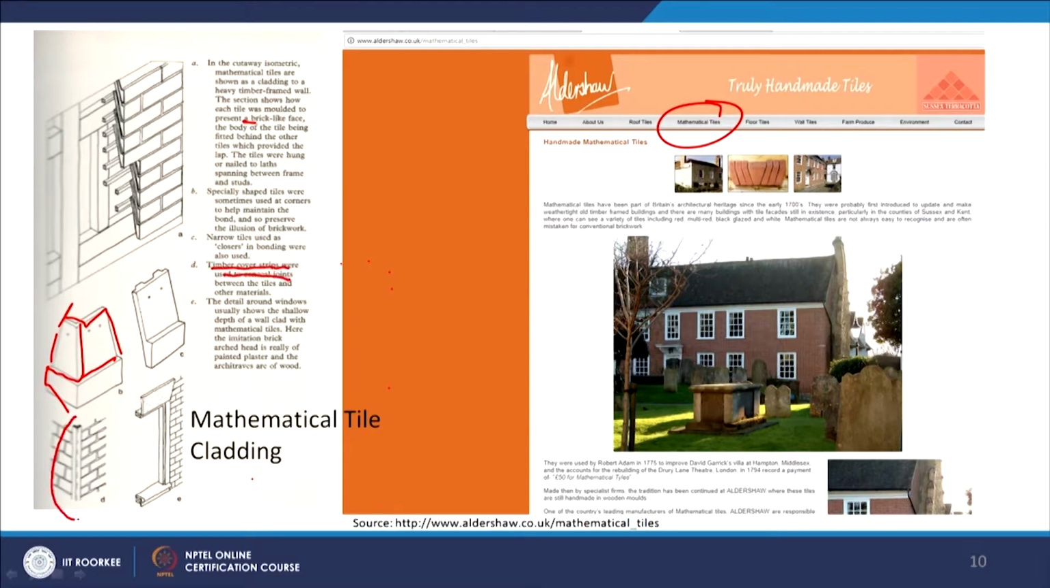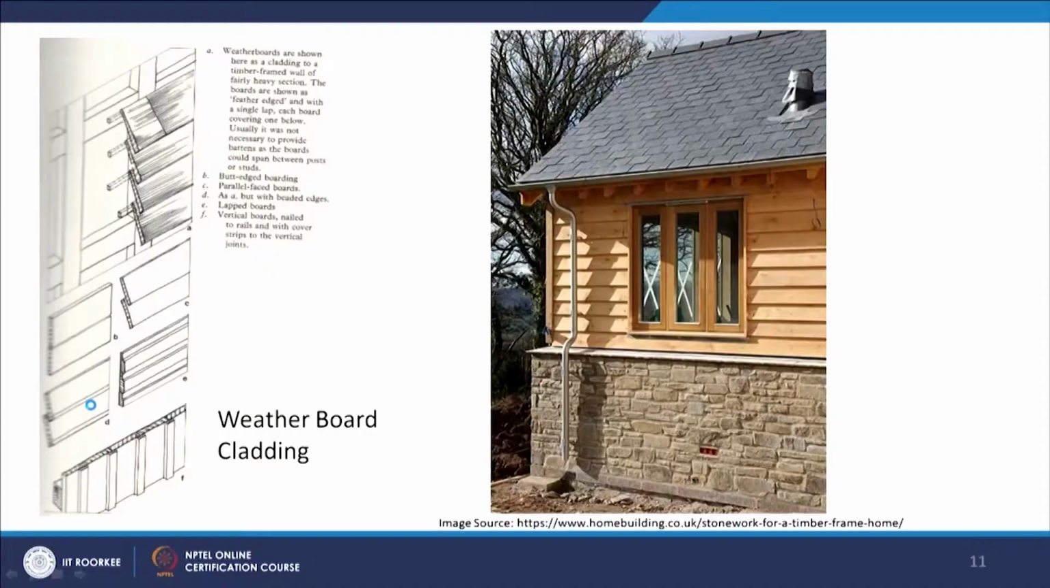So here you can see the vertical member, where you want to cover the joints, because on one side you are keeping the tile and then you get a very abrupt edge. So they cover it with a kind of timber cover strip, or any other material. That is one of the techniques in cladding. And the weatherboard cladding is also used.